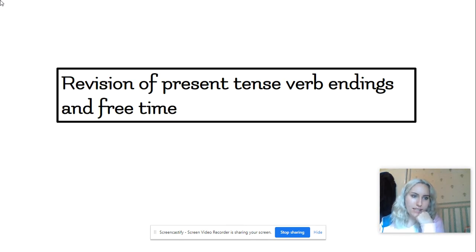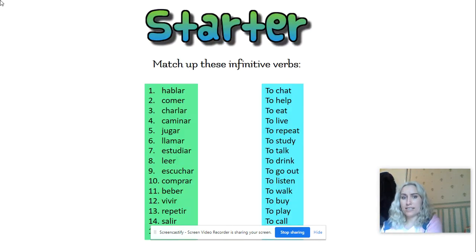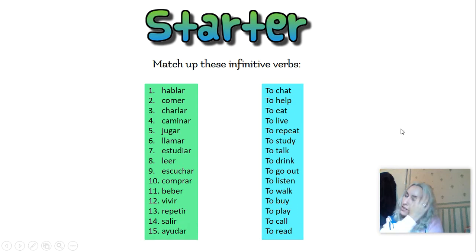So this lesson is a revision of the present tense verb endings and free time. Your starter is to match up these infinitive verbs. On the left hand side you have the Spanish infinitives, and on the right hand side you have the English infinitives. Just take 2 minutes to quickly write down these matched up. You can pause the video if you need more time.